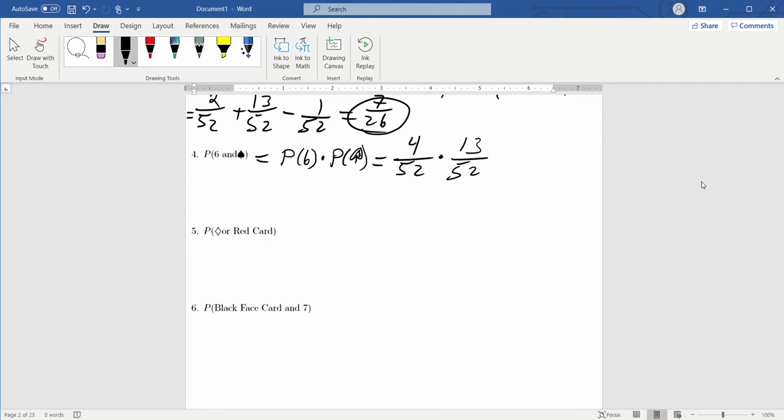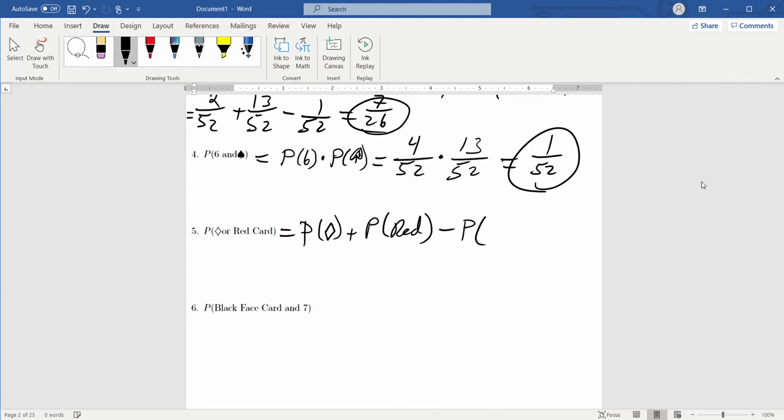So you can just go on ahead and punch this straight into your calculator. You have 4 out of 52 being multiplied by 13 out of 52. And that would just give you 1 out of 52. Now here it says I want the probability of a diamond or a red card. Okay. So first probability diamond, or means plus, probability red card, but then I have to subtract a possible overlap.